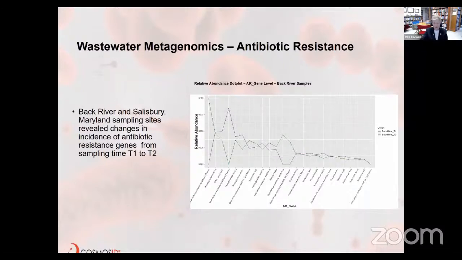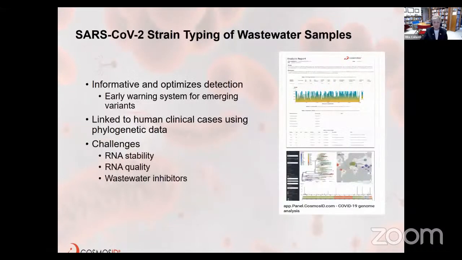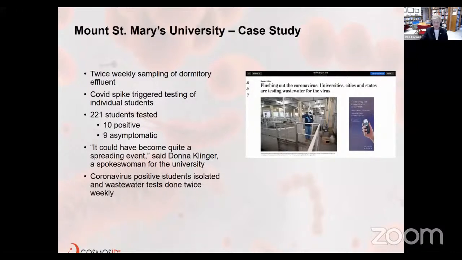The point I would like to make is that this turns out, this sewage testing technique, to be a public health tool of great advantage. And in the ability to be able to type the virus, we've been able to determine early warning of the appearance of variants of the COVID virus in the community. And here's an example. In Mount St. Mary's University, which provided a case study, we have been sampling twice a week for the last several months.